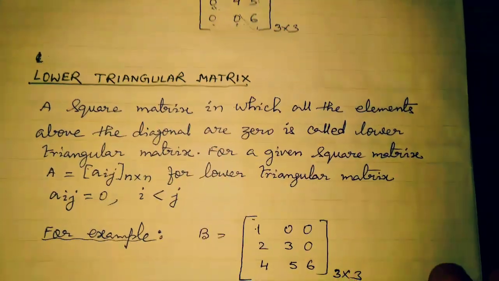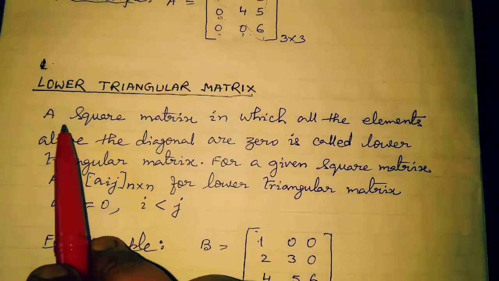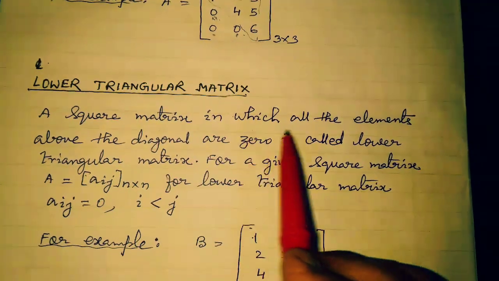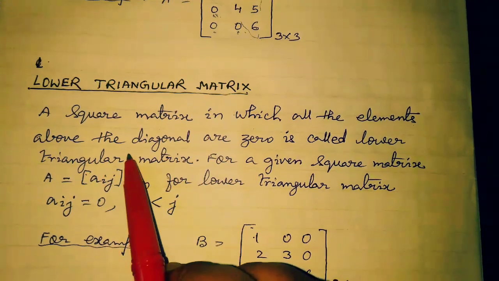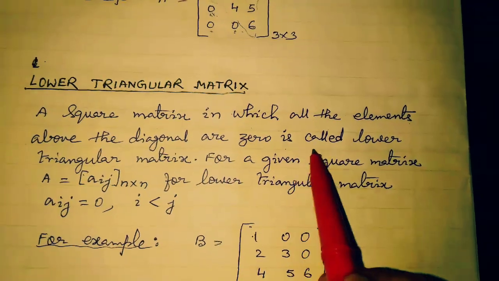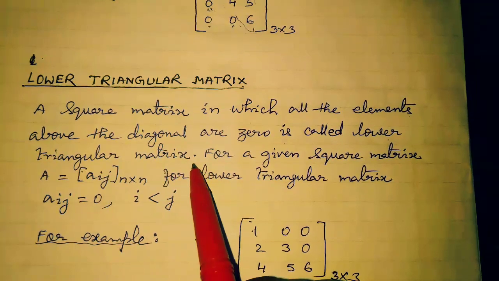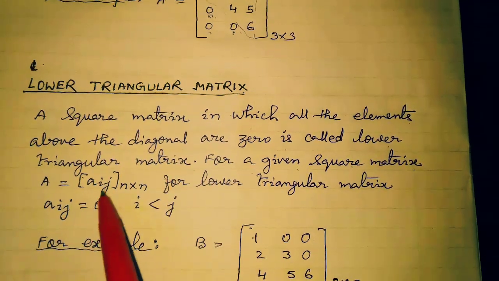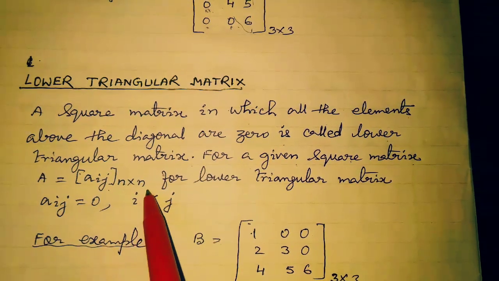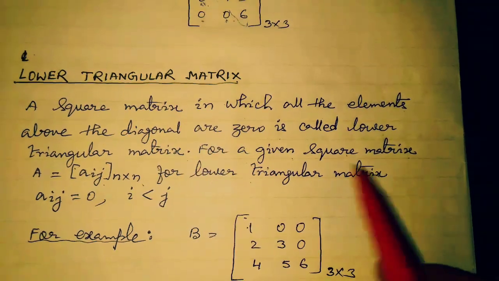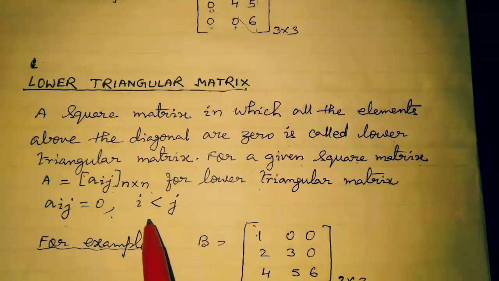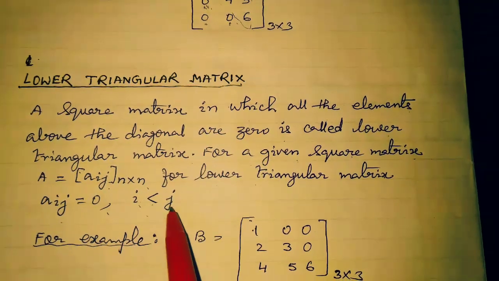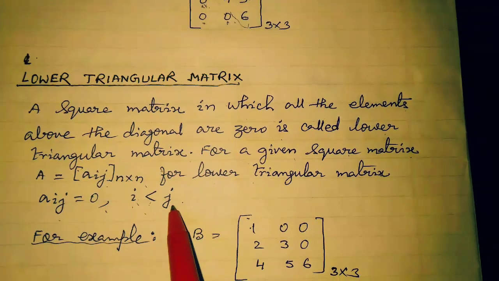In the same way, next comes the lower triangular matrix: a square matrix in which all the elements above the diagonal are 0 is called a lower triangular matrix. For a given square matrix A = Aij of n into n order, for a lower triangular matrix, Aij will be 0 only when the row is less than the column, that is, i is less than j.